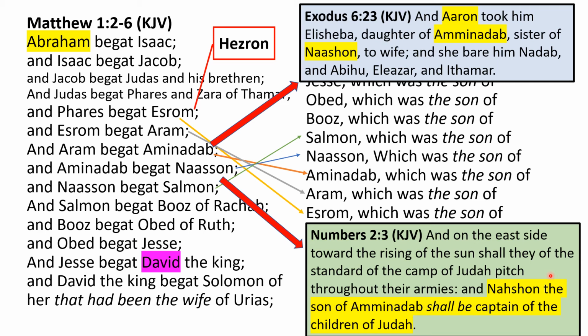In Numbers, it's noted that there were 74,600 men over 20 years old in the tribe of Judah at that time, or at least at the beginning of the book of Numbers.